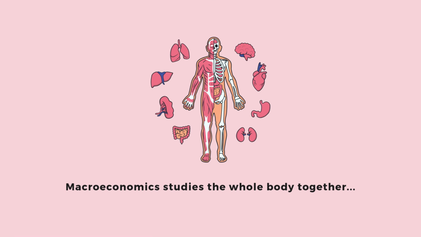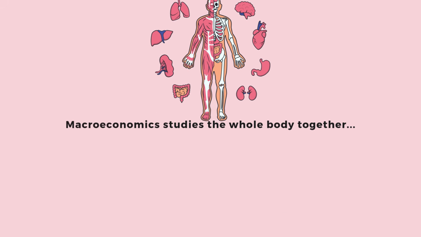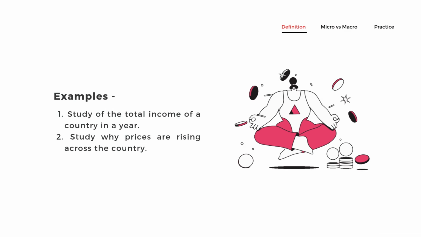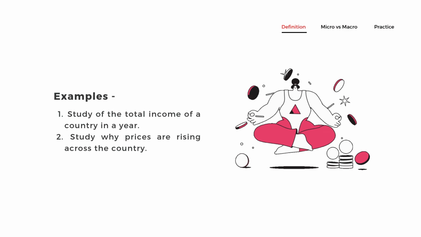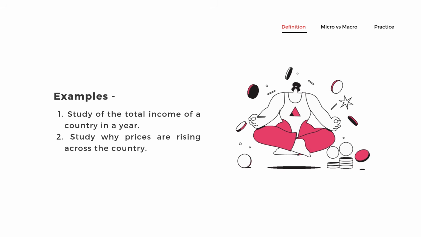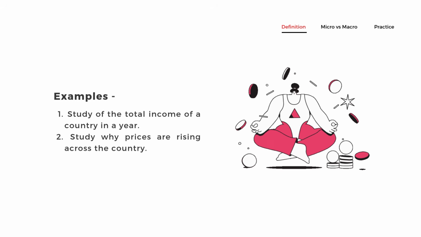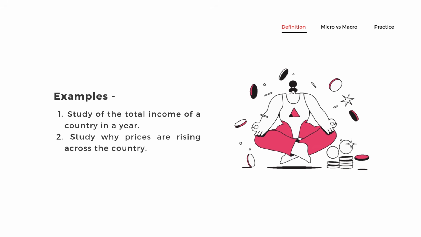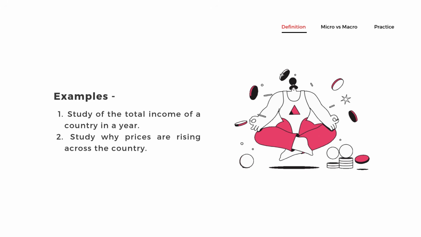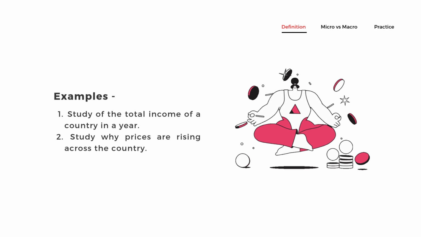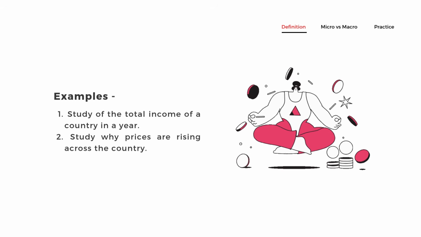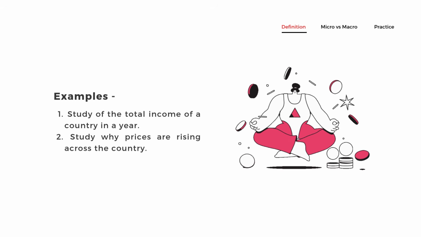Think of it like this. If the economy was a human body, macroeconomics wouldn't look at the individual organs. It would study how the whole body functions together. For example, if you want to study the total income of a country in a year, that's macroeconomics. If you want to understand why prices are rising across the country, that's macroeconomics too. In simple words, macroeconomics helps us understand the big picture.